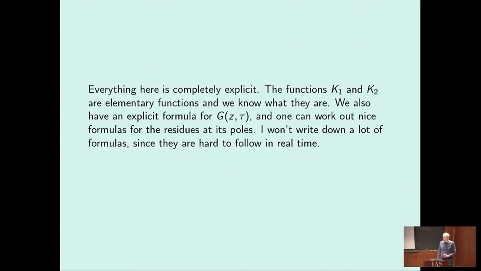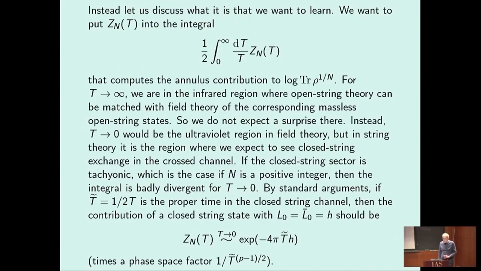And now everything is completely explicit. The functions k1 and k2 are some trigonometric functions that we discussed before. We also have an explicit formula for G, and we can work out nice formulas for its residues. I won't write down the formulas because they're hard to follow in real time. I'll just discuss what it is we want to learn. We want to put z n of t into this integral that computes the annulus partition function to the logarithm of trace rho to the 1 over n.